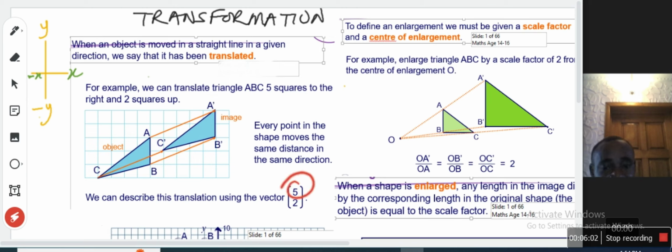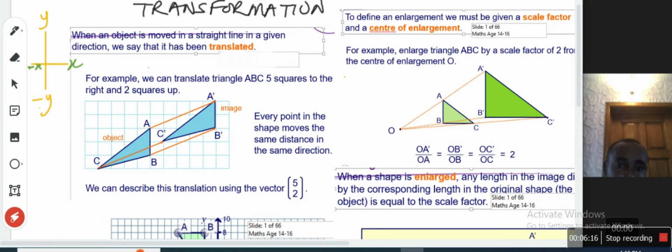What about the 2? I said the one down is about vertical. So how are you going to move it with the 2? You move 2 places up. So 5 is going horizontally, and the first one mentioned is about horizontal motion shifting. So we're going to shift it 5 places to the right.